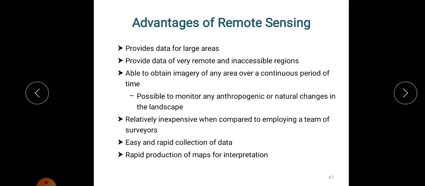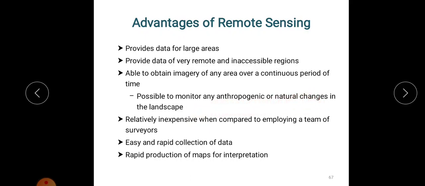Okay, it is able to obtain imagery of any area over a continuous period of time. We can increase the frequency of our data taking, so it is possible to monitor any anthropogenic or natural changes in the landscape. For example, if we want to monitor the growth of any plant, we can take the data over a continuous period of time. So we can check the growth of any type of crop. Like that, we can produce the data at any number of periods or at any frequency. So it can monitor any anthropogenic or natural changes in the landscape.